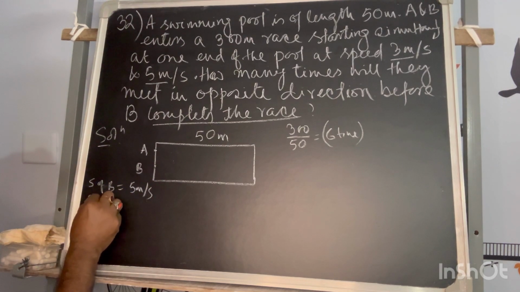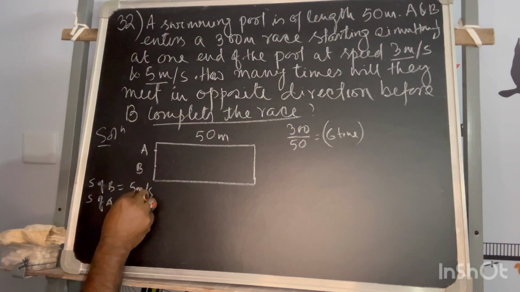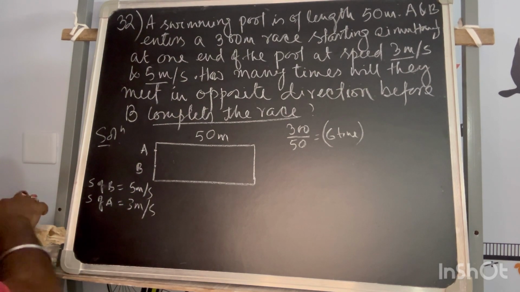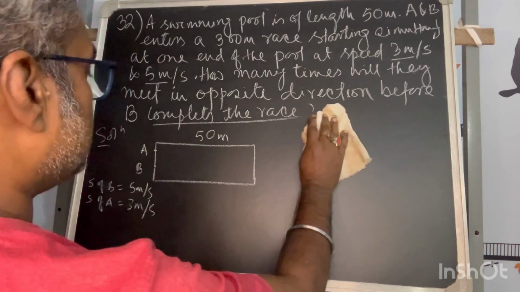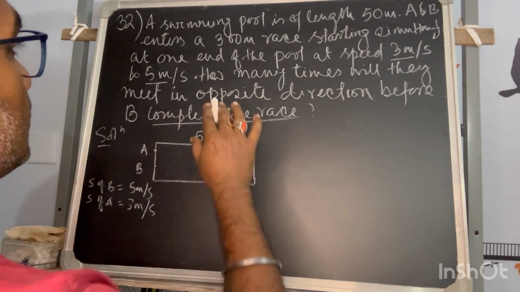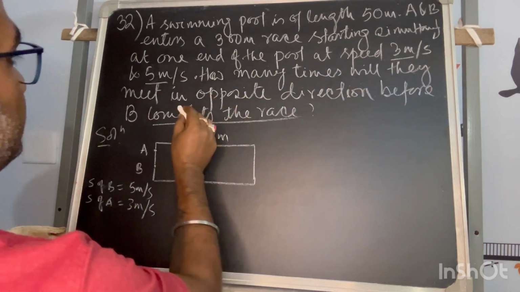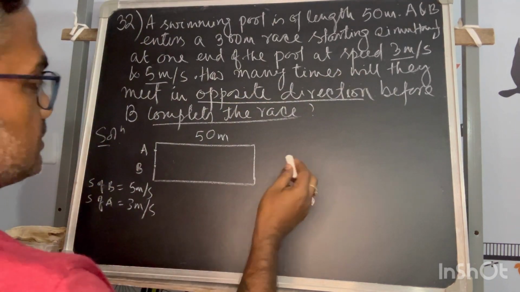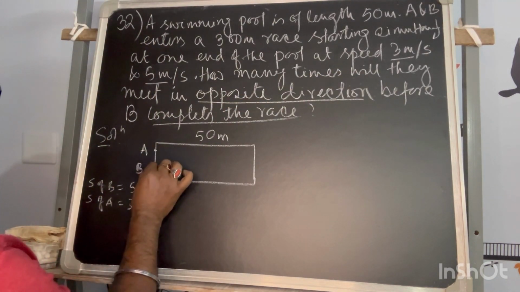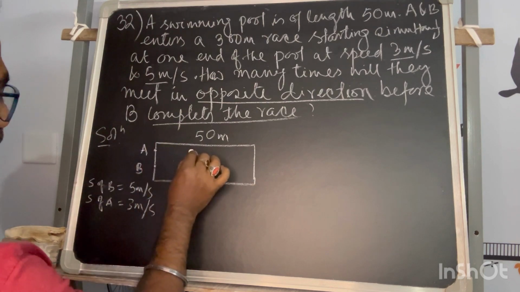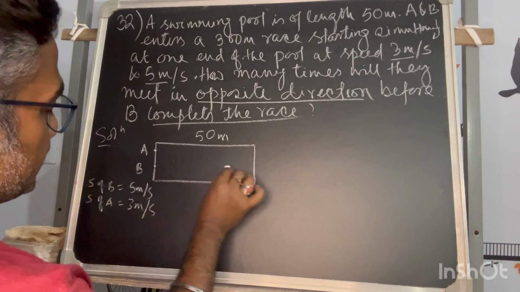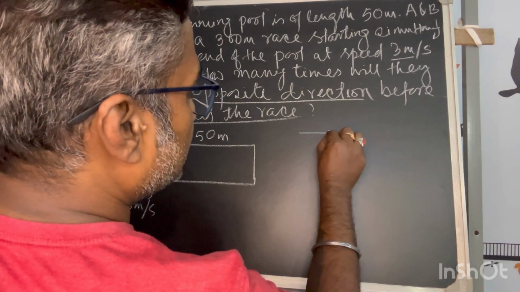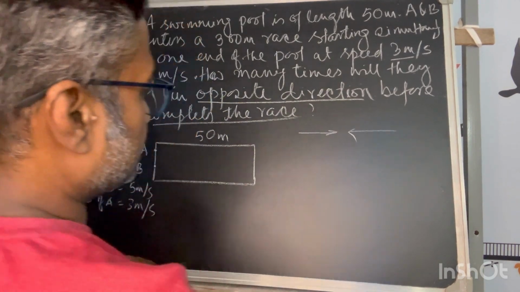and the speed of A is 3 meter per second. I am just writing the information so that you can see it once. This is not needed, just for understanding. How many times will they meet in opposite directions? There is a chance, because they start from the same point, of meeting in the same direction. But what is the need of that? They have to meet when coming from opposite directions.